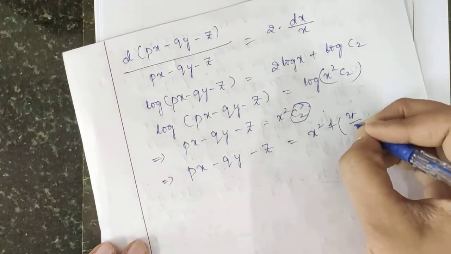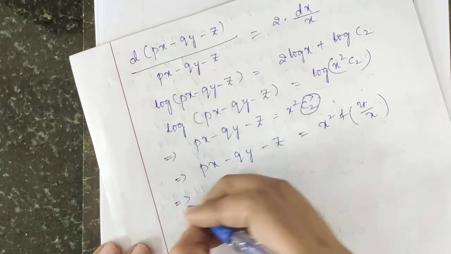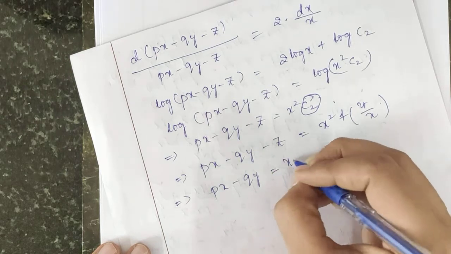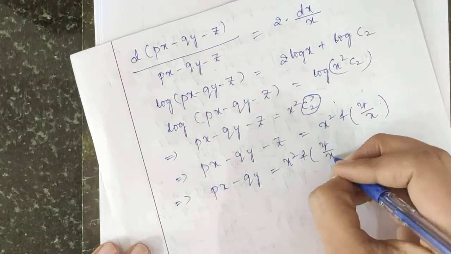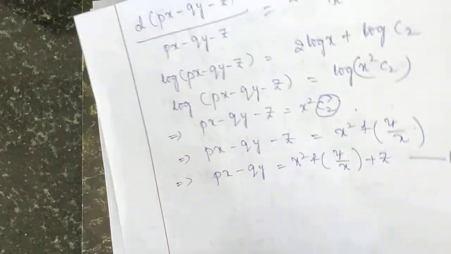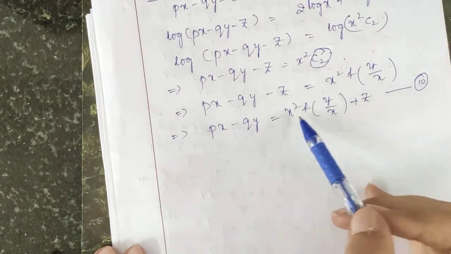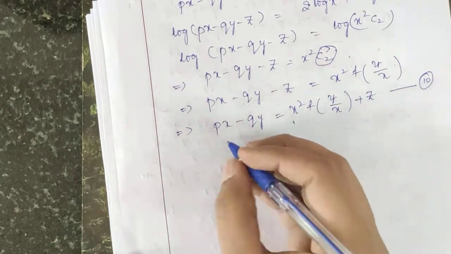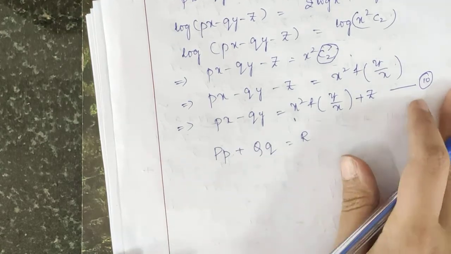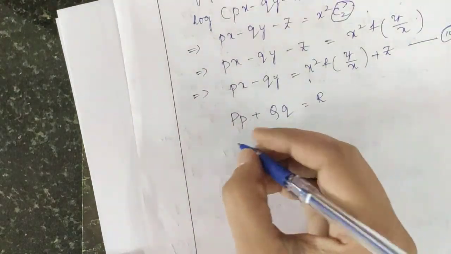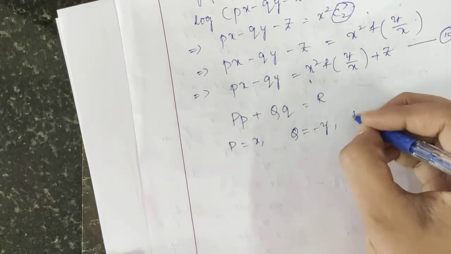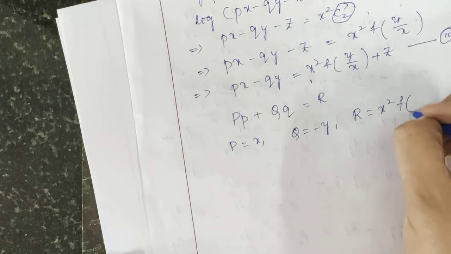f of y by x. So on simplifying, this equation becomes px minus qy is equal to x square into f of y by x plus z. I will call this equation number 10. Now you can observe this equation number 10 is in the form of Pp plus Qq is equal to R, where the value of P is x, Q is minus y, R is x square f of y by x plus z.